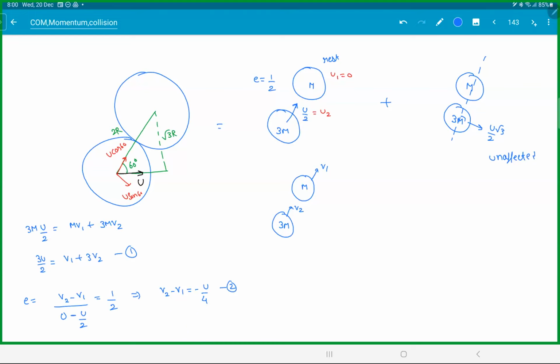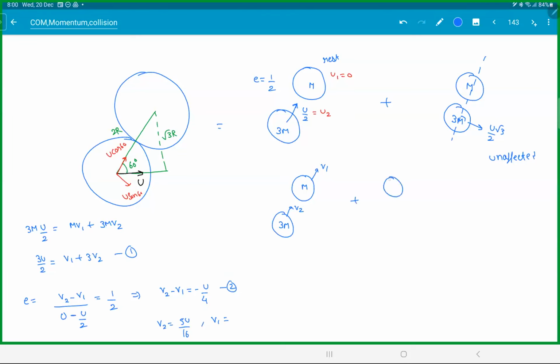No, let me solve it actually. v2, v1, 4v2, 3u by 2 minus u by 4, so it is 5u by 4 by 4, yes, 5u by 16 is coming, am I right? v1 will also come from here, or calculate v1 as well.